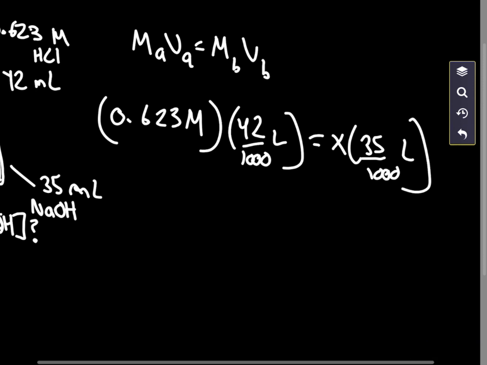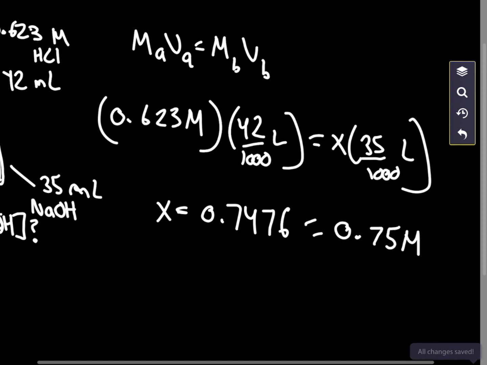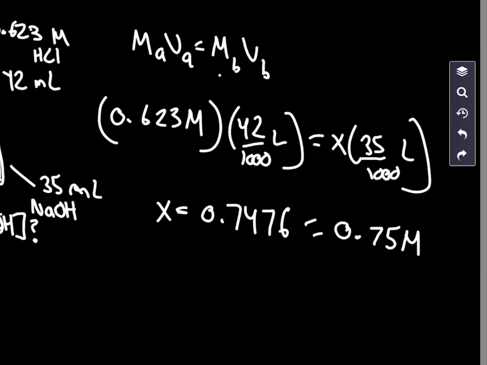So then, the rest is just calculator work. So 42 over 1,000, and then you just have to divide this by 35 over 1,000. And you should get X equals 0.7476, and rounding to the correct number of sigdigs, in this case, we're rounding to 2 sigdigs, so we should get 0.75 molar, the concentration of our base, because that's what we're trying to solve for. So that's going to be 0.75 molar NaOH.